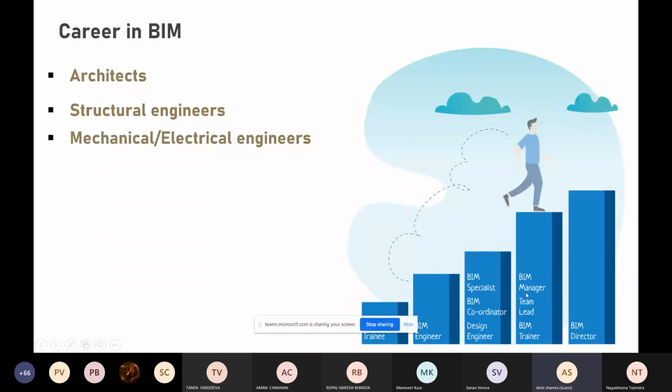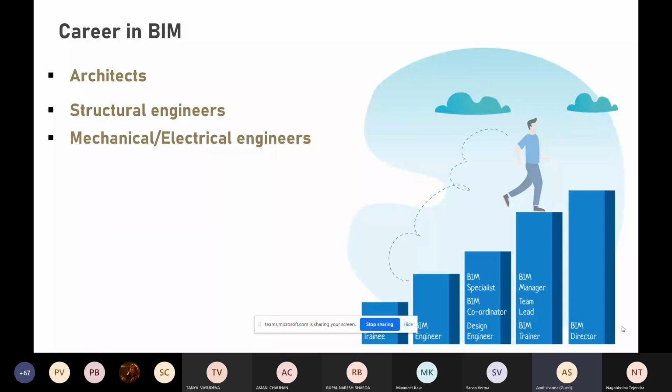Then we have a BIM manager who handles two or three BIM coordinators or leads a large job. Then we have a BIM director who makes decisions in a company, what kind of tools we're going to use, or any kind of trainings with those tools. Again, it's a booming career. It's a great field. If you are a technology enthusiast, try looking for career opportunities in BIM.